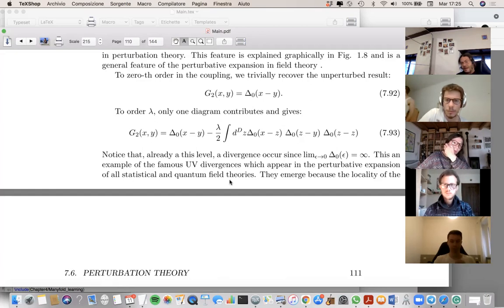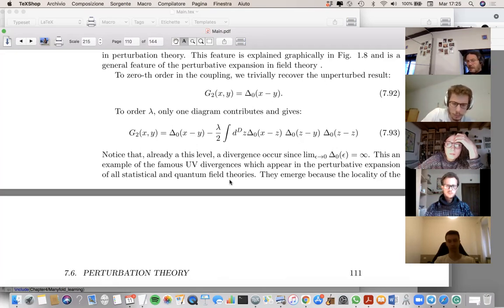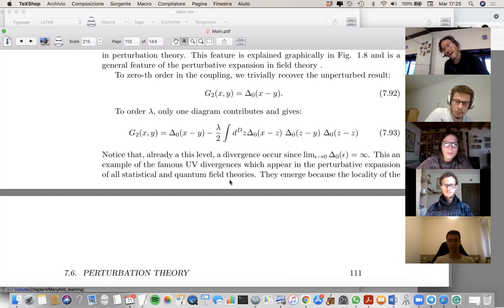Okay? But even the other two are nasty, because when z approaches either x or y, I get logarithmic divergences in 3D at least. But that's a dimension-dependent problem. And in fact, you will learn about dimensional regularization if you haven't already. But at least in 3D, that gives rise to divergences.